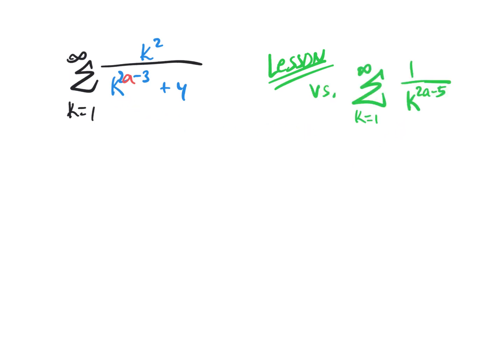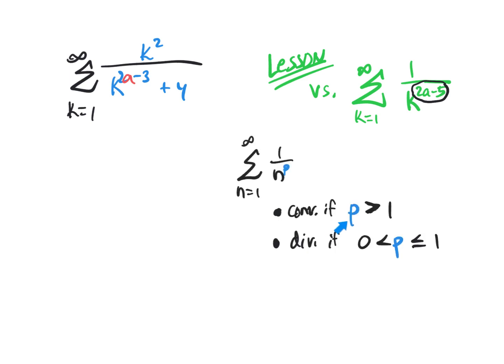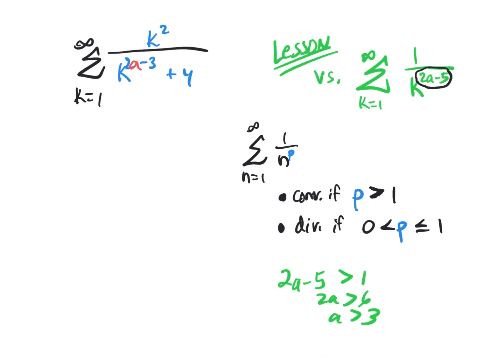Well, the p-series will only converge if this exponent is bigger than 1, and diverges if the p-value is between 0 and 1, including 1. So they're asking us for what a values does this series converge. So we're going to compare it to a converging p-series, and this p-series will only converge if this exponent is bigger than 1. So that's pretty much it. A will have to be bigger than 3.